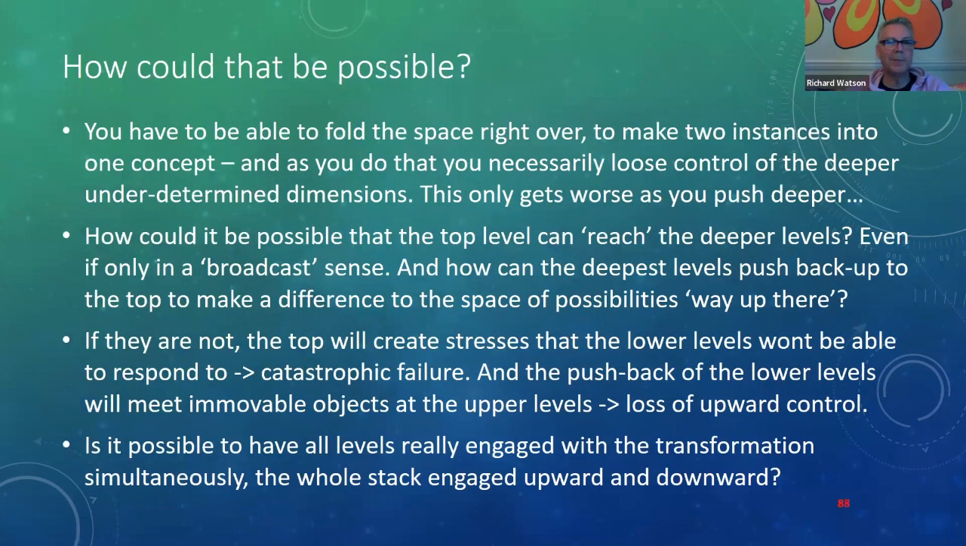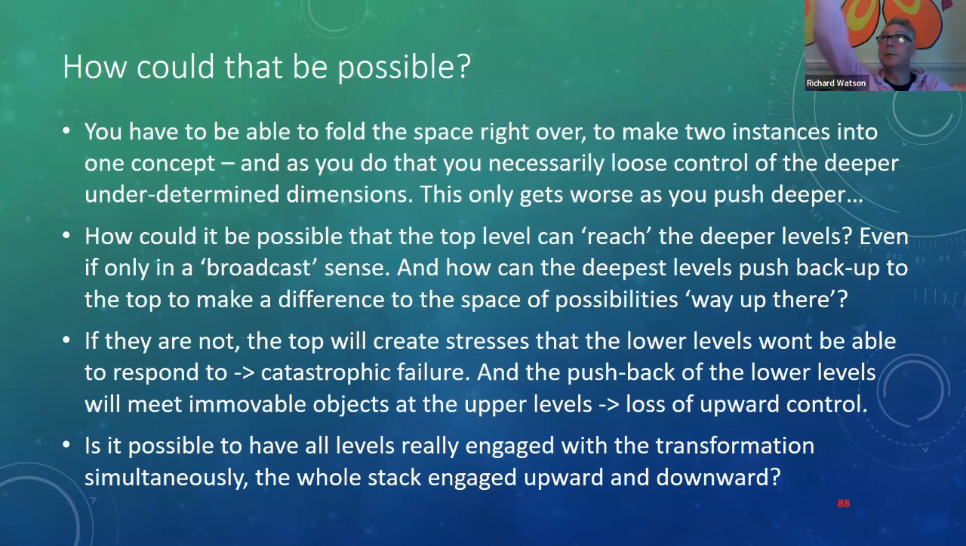How could that be possible? You have to be able to fold the space right over in order to make two instances into one concept. And as you do that, you necessarily lose control of the deeper underdetermined dimensions. And that only gets worse as you push deeper. How could it be possible that the top level can reach the deeper levels, even if it's only in a broadcast sense? How can the deepest levels push back up to the top to make a difference to the space of possibilities all the way up there?